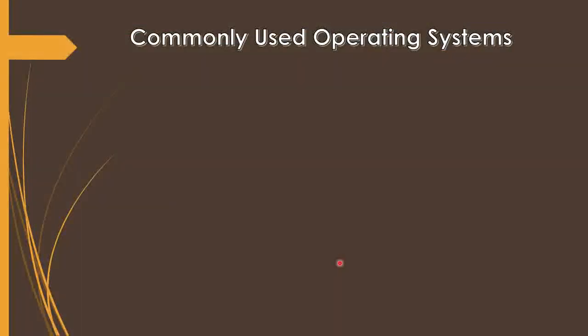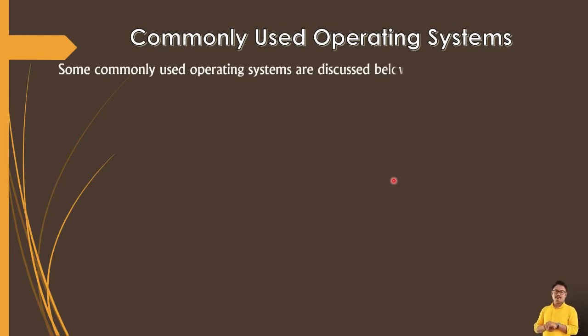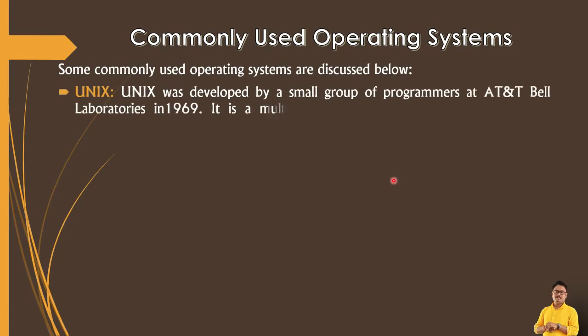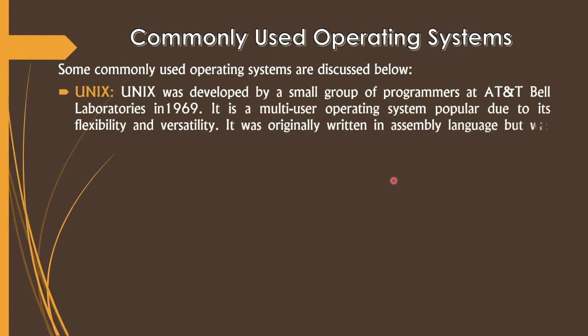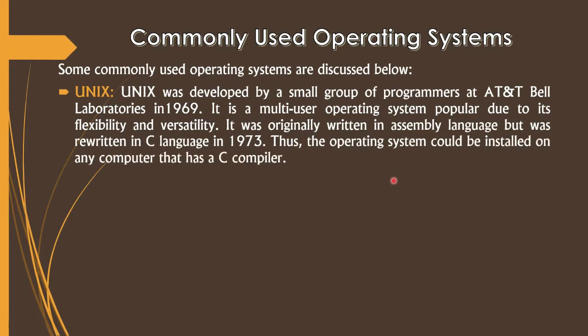Okay, after that, commonly used operating systems. Now, commonly used among these different types of operating systems, the first one is Unix. Unix was developed by a small group of programmers at AT&T Bell Laboratories in 1969. It is a multi-user operating system popular due to its flexibility and versatility. It was originally written in assembly language but was rewritten in C language in 1973. Thus, the operating system could be installed on any computer that has a C compiler.